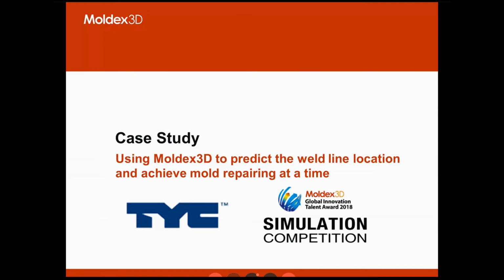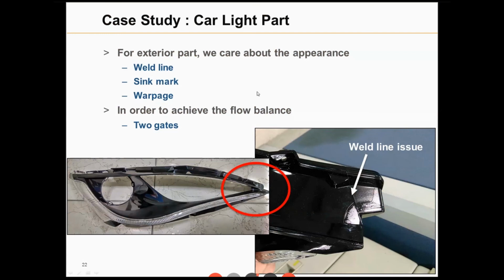Okay. For the case study, we will talk about this company. In today's part, which is the car light part, since this is the exterior part, we always care about the weld line, sigma, and the warpage. And in this case, it's okay to use the one gate design to fill the whole cavity, but because the customer would like to achieve the flow balance, so let's use the two gate design.